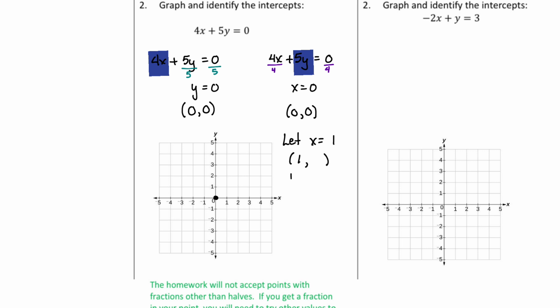So if I put a 1 in for x, add 5y equals 0. Okay, I get 4, add 5y equals 0, minus 4 from both sides. And this is going to give me a fraction that is not halves. Okay, so that tells me at 1, it's negative 4/5, which will be about there. Computer won't like that. So what do I do instead? You have to be logical.